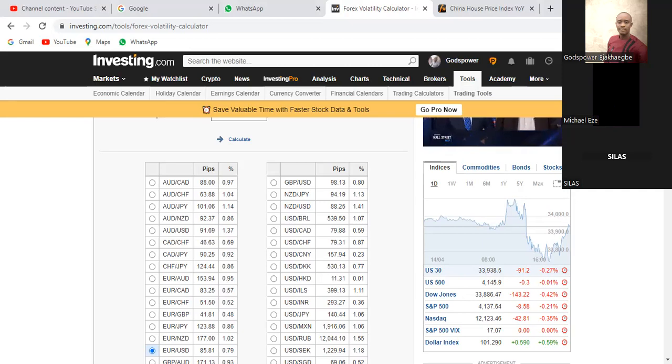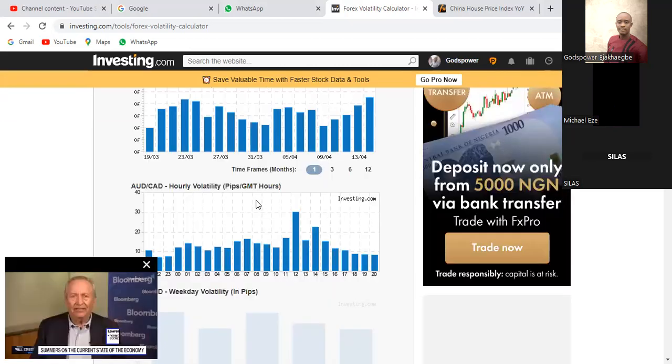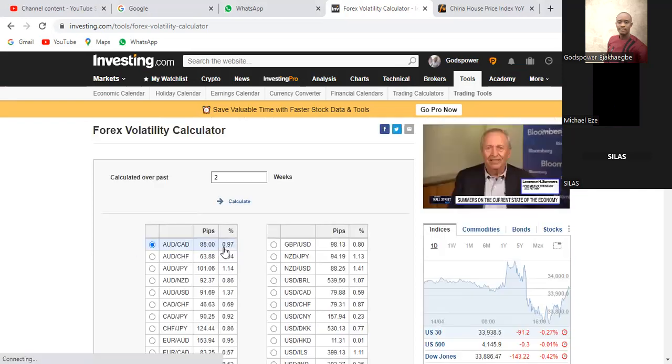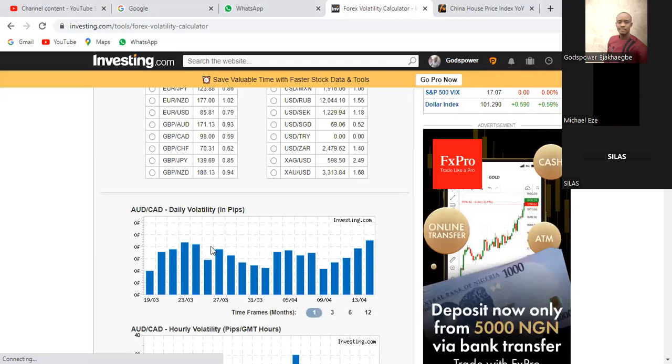Are you with me? So AUD card, 88 pips is assigned to it. And do you know why I even love this site? Aside from going to AUD card, knowing 88 pips, what percentage, 0.97, just look at this. The volatility rate is also shown. Like the last volatility that occurred was what? On 13th. Are you with me? You can see it boosted up.